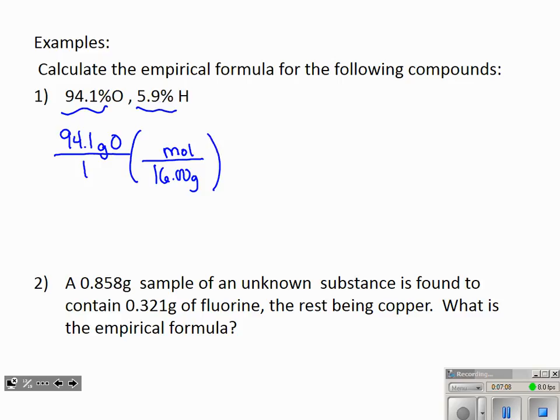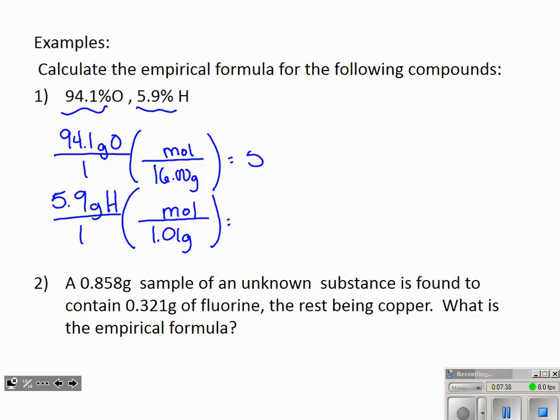And then we will do the same thing with the other elements that are in the compound. In this compound, it's just hydrogen. So 5.9 grams of hydrogen. We know that the relative mass, or the molar mass of hydrogen, is 1.01 grams per mole. And now let me grab a calculator and do some calculating.